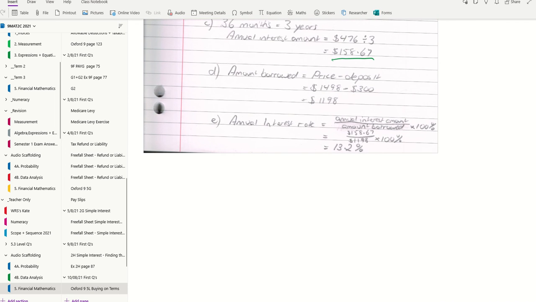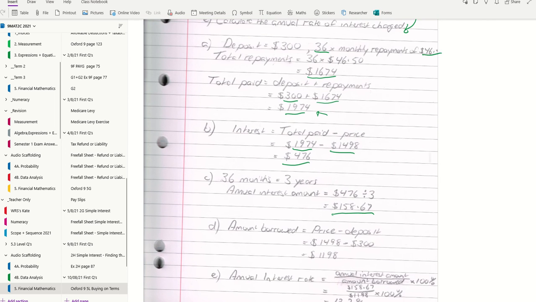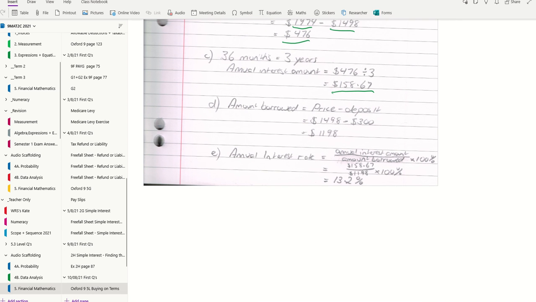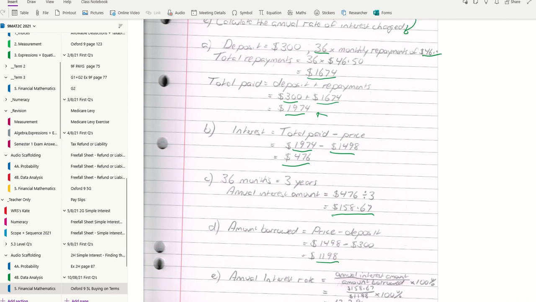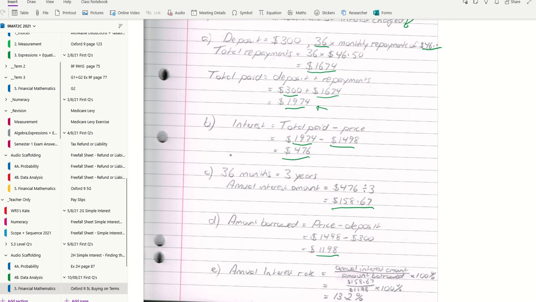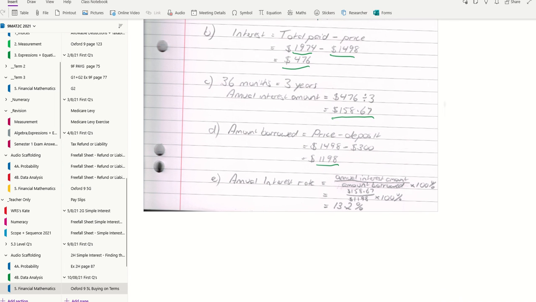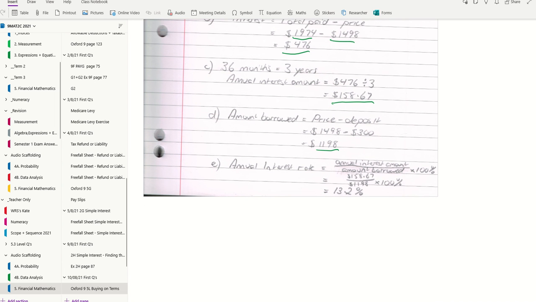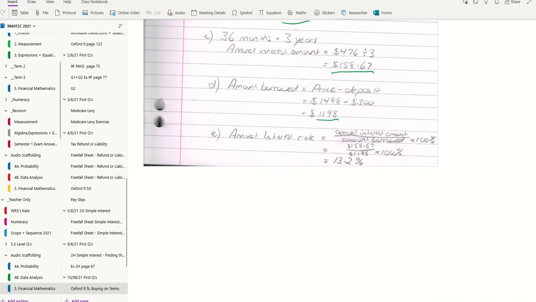The next question is asking us for how much did we actually borrow. So what we actually borrowed was the total of 1974 minus that deposit we paid in the first place. So the amount we borrowed, you might say, was $14.98 minus 300, which is $11.98. So if we look at those together, we paid back $16.74 on $11.98, you might say.